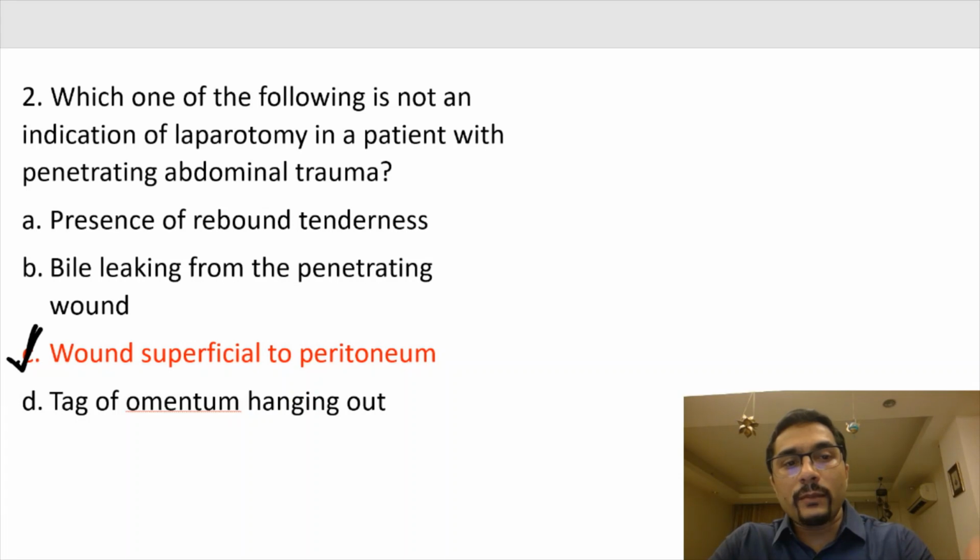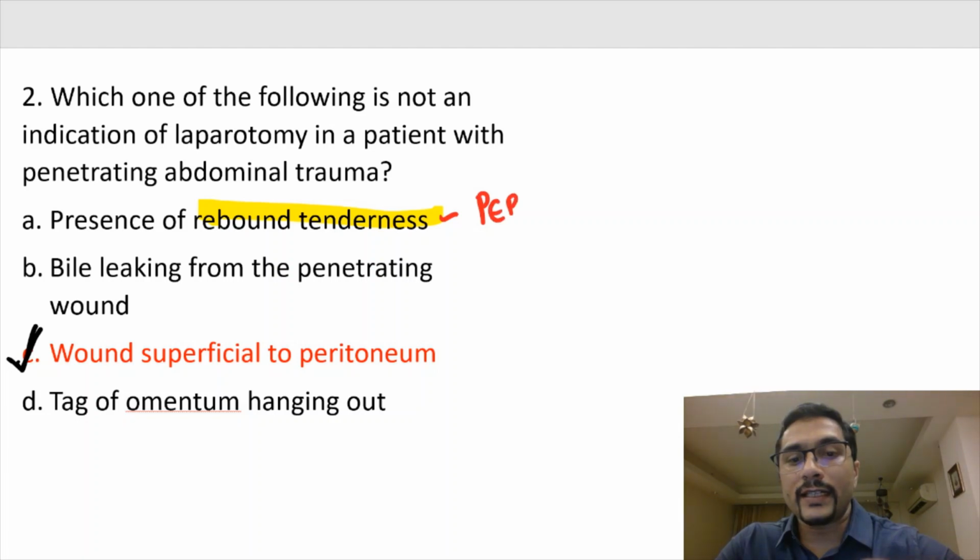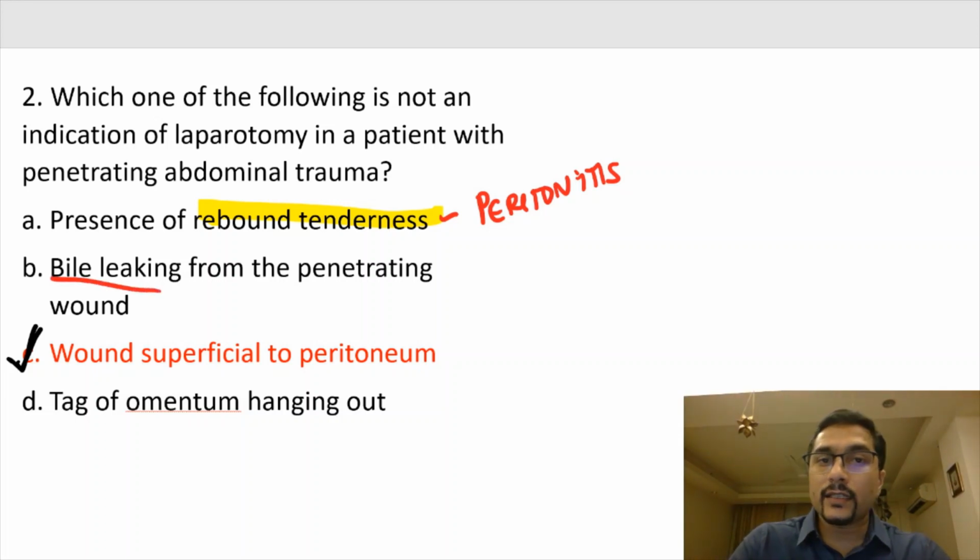Look, presence of rebound tenderness. You know, rebound tenderness is a sign of peritonitis. So if there is peritonitis, we definitely have to operate the patient. Bile leakage means that either the bowel has been injured or there's been some other biliary tree injury. You have to explore the patient.